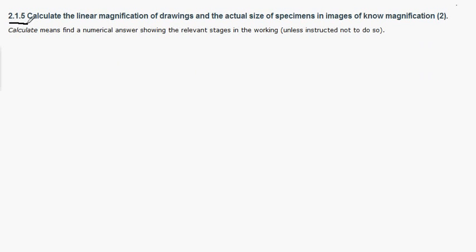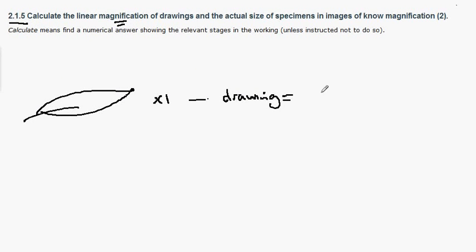Click for Biology 2.5, and here we're focusing on calculations involving magnification. Now I'm sure you've seen drawings of specimens, and often they'll carry beside them on the drawing a magnification such as ×1. Now ×1 means that the drawing or the picture is the same size as the real specimen. So this would mean that this leaf here was exactly the same size as the real leaf.